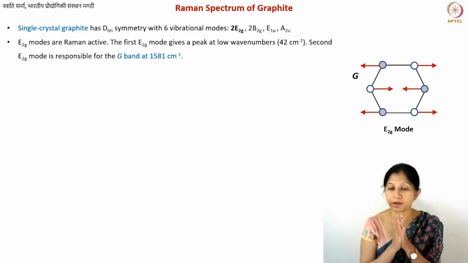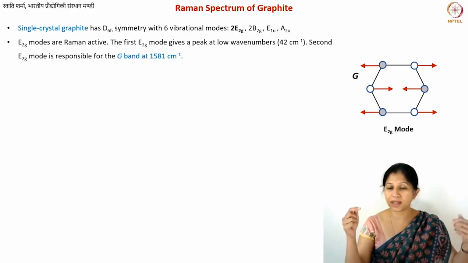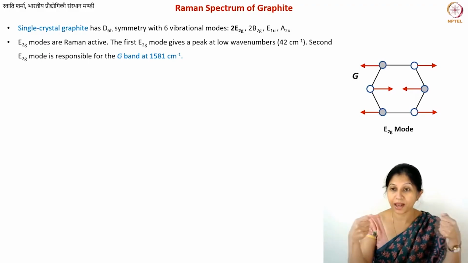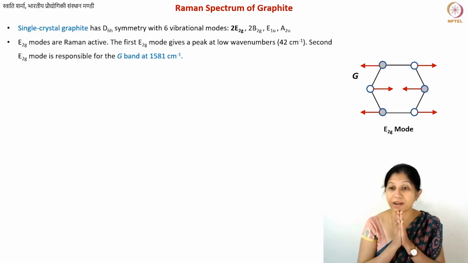So this is one 6-membered ring, right? And you see these red arrows. They tell you this is sort of a translational motion. And this is how your molecule vibrates.